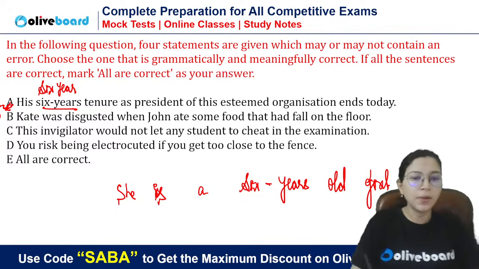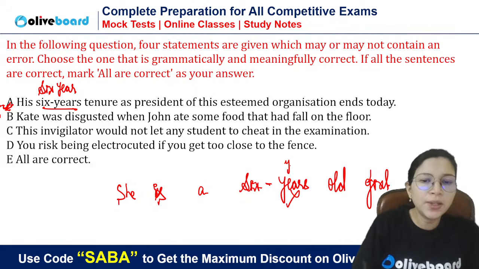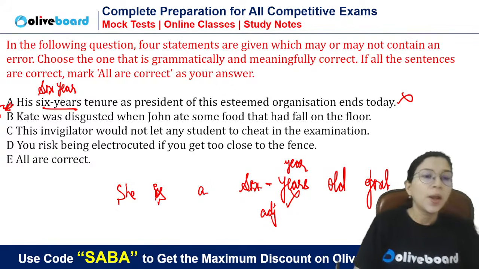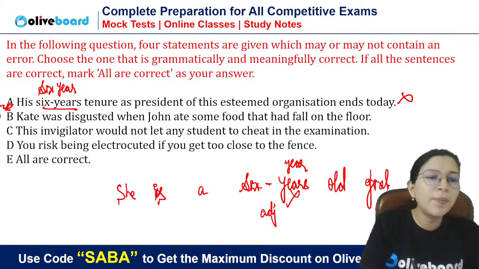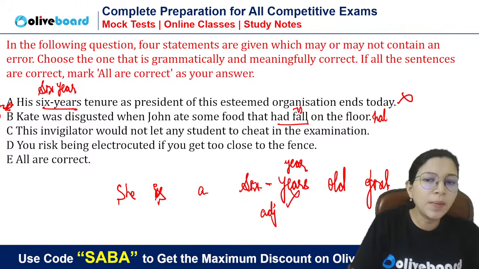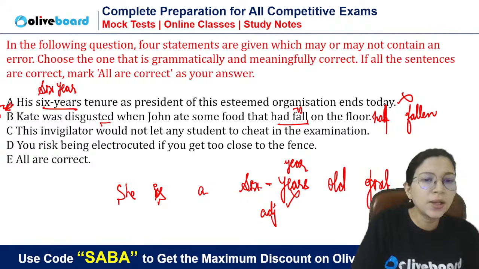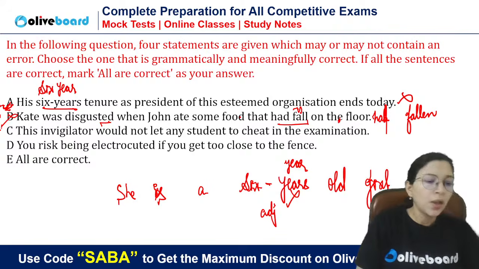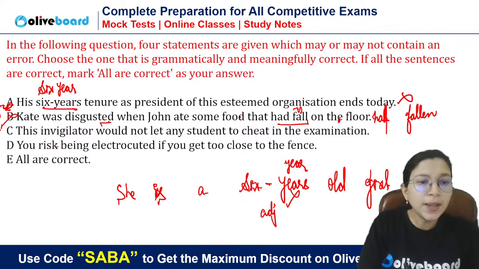I'm telling you everything one by one. So this is wrong. It will be 6 year because it is an adjective. Adjectives are never used in plural form. So this is definitely wrong. B, we don't have to think only. Who is saying that B is correct? Can't you see had fall is given? Can we ever use had plus V1? We know that had plus V3 will come: had fallen on the floor. Kate was disgusted when John ate some food that had fallen on the floor. So this is also definitely wrong. Now let's see C. This invigilator would not let. Who is saying C is correct?